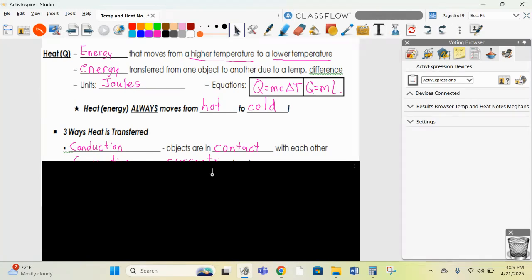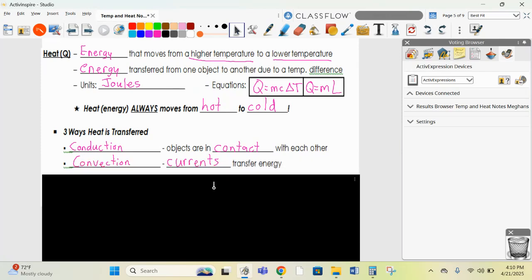Basically, you put a pan on a stove, the pan eventually gets hot. That's conduction. I had my coffee pot. It was warm. I put it on the counter for a minute. I put it back under the coffee maker. I felt the counter, and the counter was hot. Well, it was hot because it was touching the coffee pot.